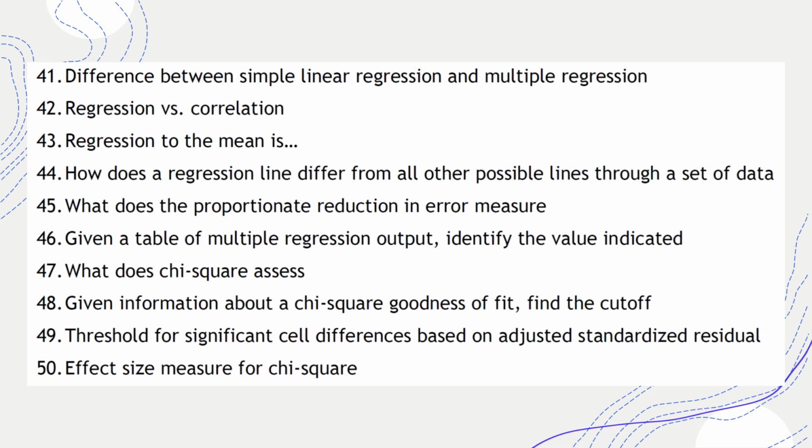44. How does a regression line differ from all other possible lines through a set of data? Well, the regression line is also the line of best fit. It's the one that has the least amount of error. Okay. So the dots on the scatter plot are as close to the line as they could possibly get. Okay. Any other line, and you're going to have one or more of them that's going to be farther away.